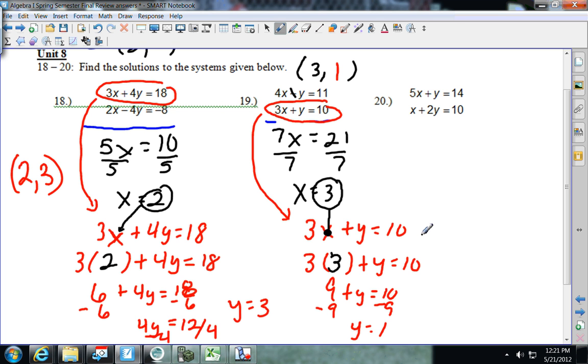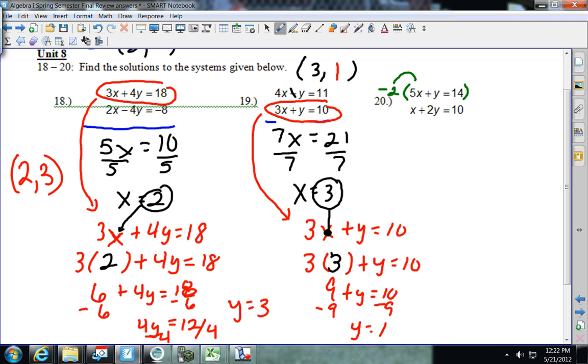Now, if you look at number 20, is there a letter that automatically eliminates each other and goes away? There is not. So if I wanted to, I could multiply the bottom equation by something to make my x's go away. What would this x need to be? It would have to be a negative 5 because this is positive. I could do that, or what would I need to multiply the top equation by to get rid of my y's? These y's right here would have to be a negative 2. I'm going to go with that one because it's smaller numbers.